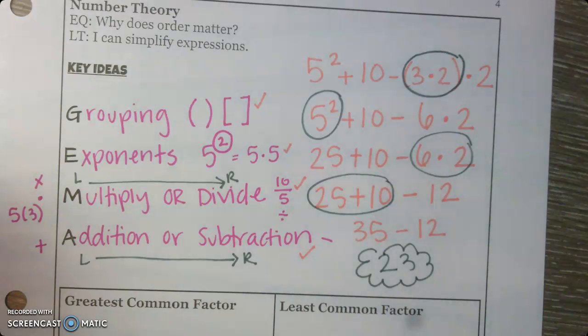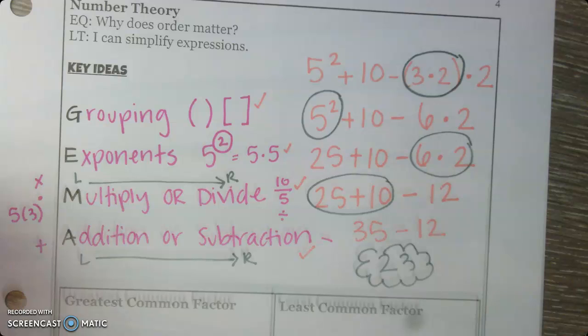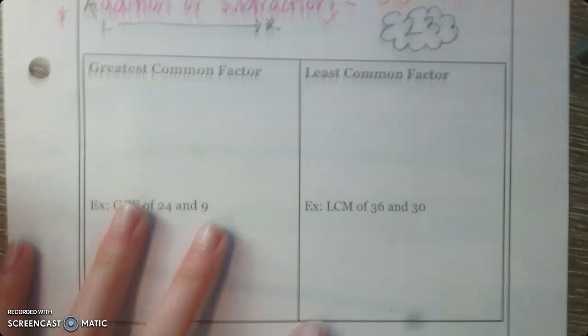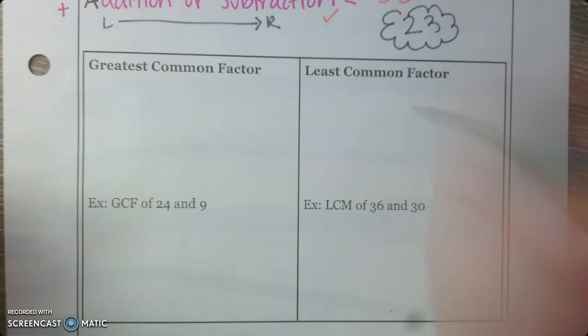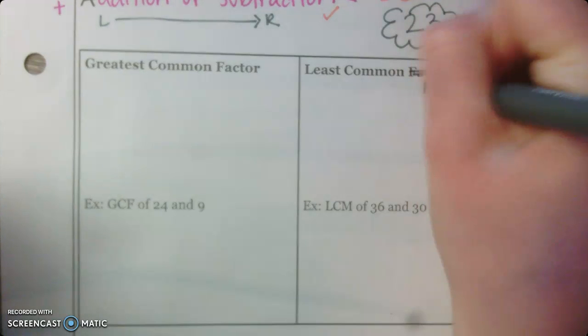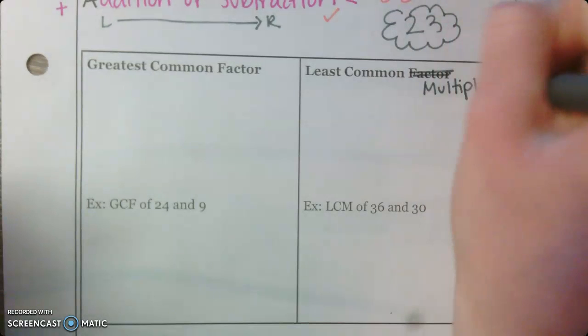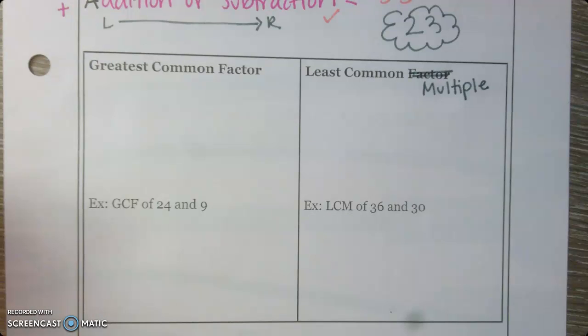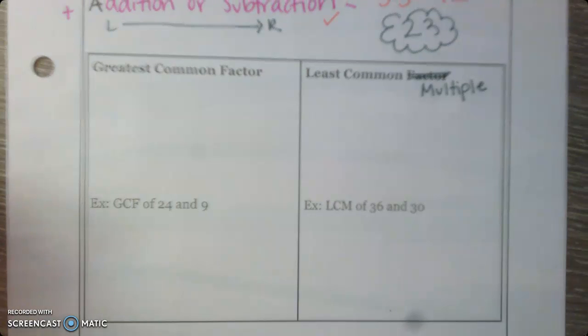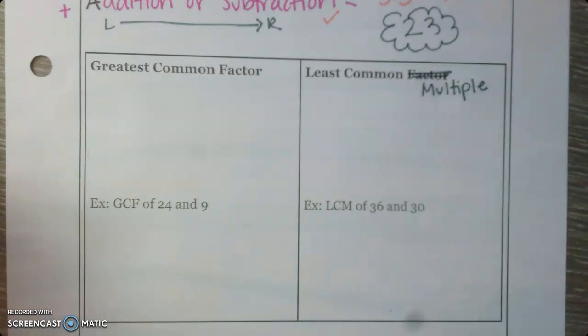All right, moving on. At the bottom, you've got greatest common factor and least common. Oh, this should be multiple. Cross this out. Miss Weinkoff. Multiple. There we go. There might be a couple mistakes in this packet. My bad. Not perfect.